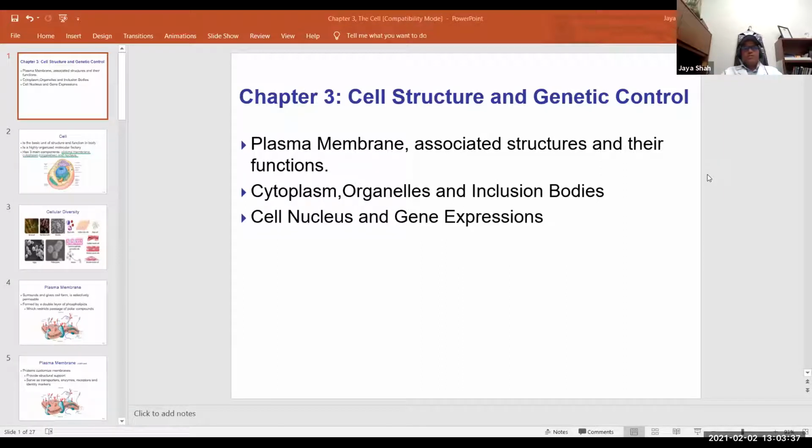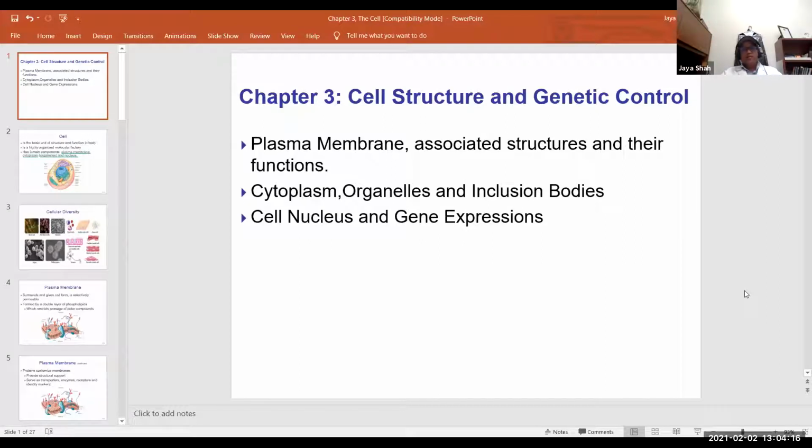In chapter three, this is cell structure and genetic control. We will cover the plasma membrane associated structure and their function. We will also talk about the cellular diversity because we have different kinds of cells in the human body. They have different structure, different shape, and different size. Inside the plasma membrane of the cells, we have cytoplasm, organelles, and inclusion bodies.